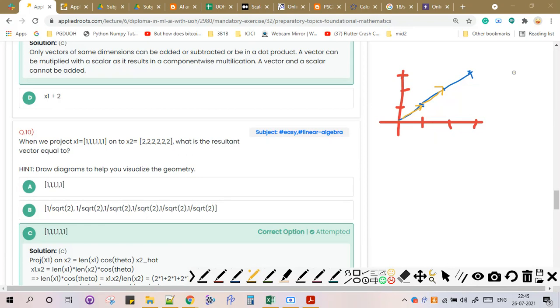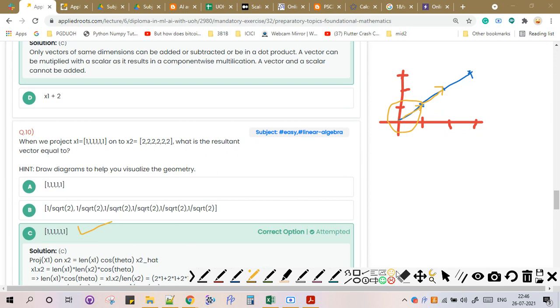So what would be the resultant vector, right? When we project x1 on x2, it is already on x2. How to project it further, right? It is already on x2. So the projection would be x1 only, right? 1 1 1 1 1. So you can directly mark the answer 1 1 1 1 1.